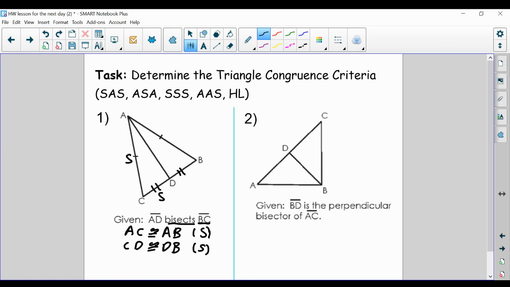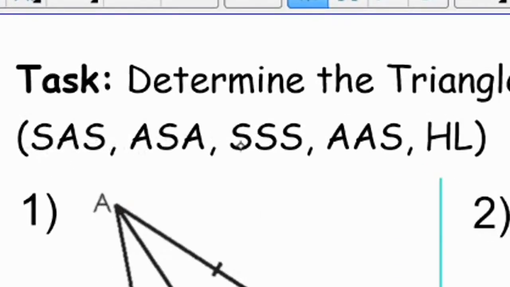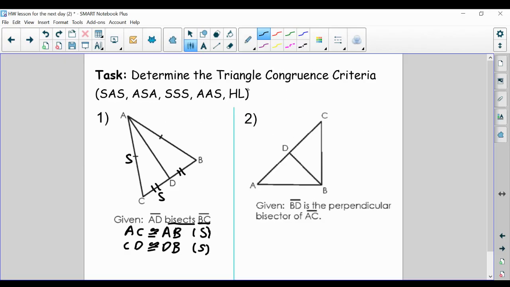And that is another side. So we have two sides already. We need one more thing. How do I know we need one more thing? Let's count: 1, 2, 3. It cannot be HL. HL only works in a right triangle, and it doesn't say this is a right angle here or this is a right angle. So we cannot assume there's a right triangle here. What is the third piece of information we need? So side, side.